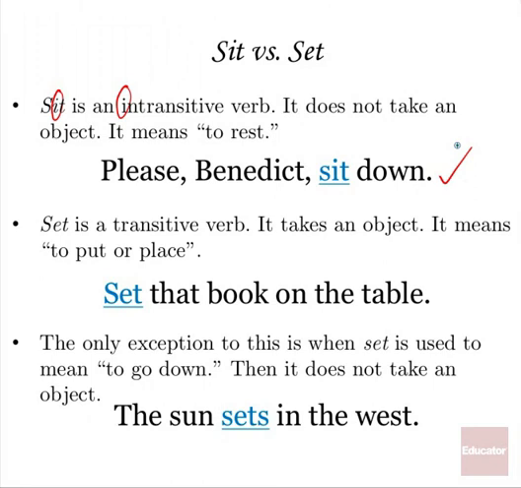All right. Set is a transitive verb. It takes an object. It means to put or place. Set that book on the table. Notice how we used it in the same way that we used lay that book on the table. Means almost the same thing. The only exception to this particular rule is when set is used to mean to go down. Then it does not take an object. So the sun sets in the west. This is pretty much the only use of set without an object.